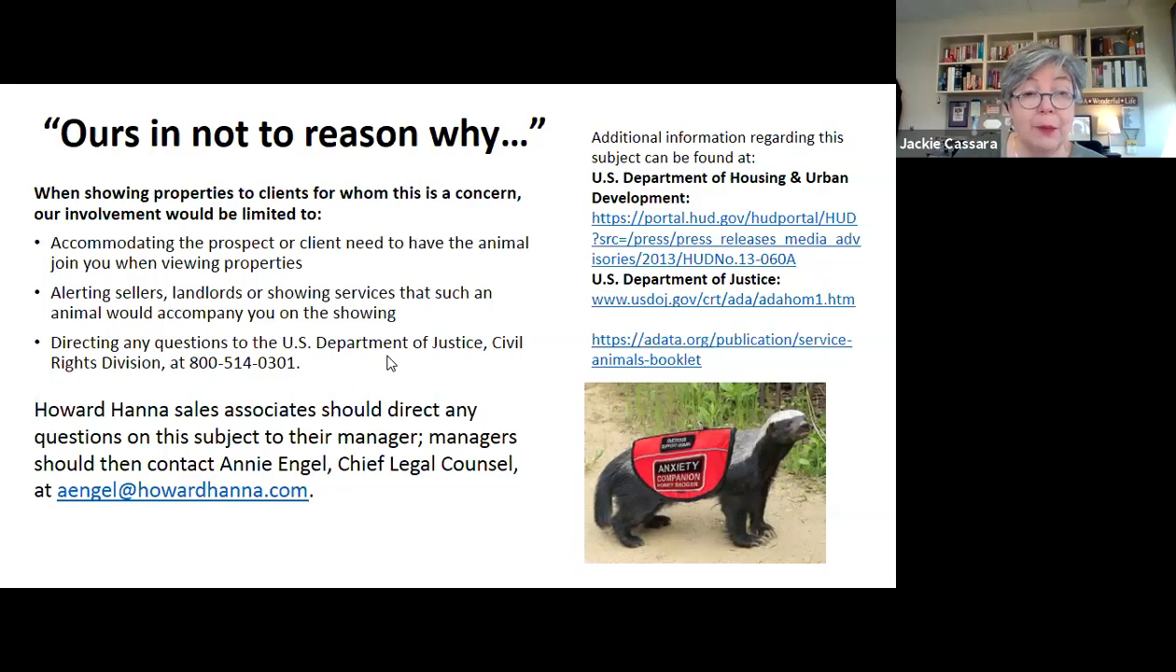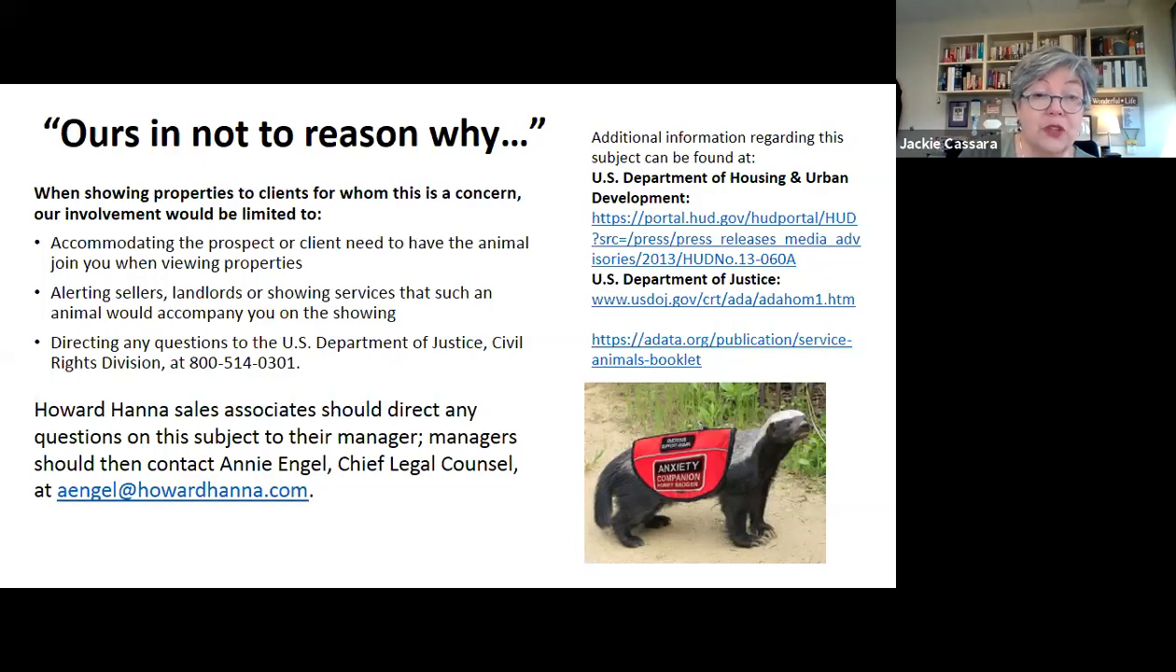And right down at the bottom of our page, I have what our position is on this. Our position is that this is all Howard Hanna policy right here. When showing properties to clients for whom this is a concern, our involvement would be limited to accommodating the prospect or client and their need to have the animal join them when viewing properties, alerting sellers, landlords, or showing services that such an animal would accompany you on the showing, and that is really important. We need to let the showing service know that so that they can alert the seller if that's going to be an issue regarding allergies or anything else.